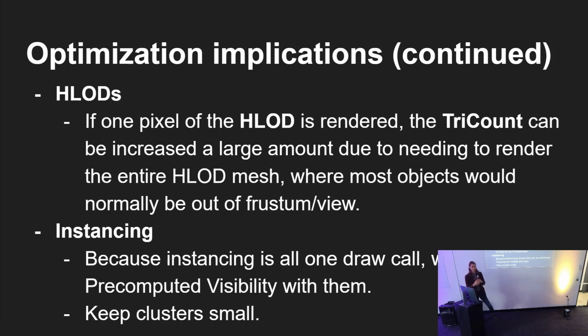If you are making instances manually, ideally you try and keep the clusters small so that you're still able to get some vague idea of occlusion culling by keeping all of those instances together and in close quarters.